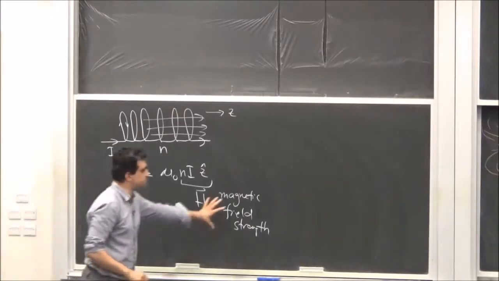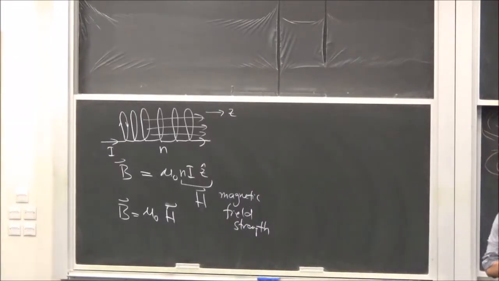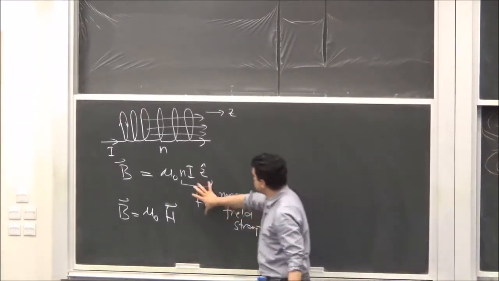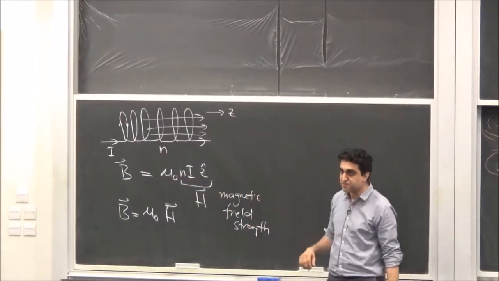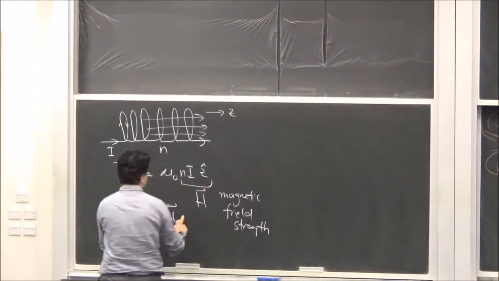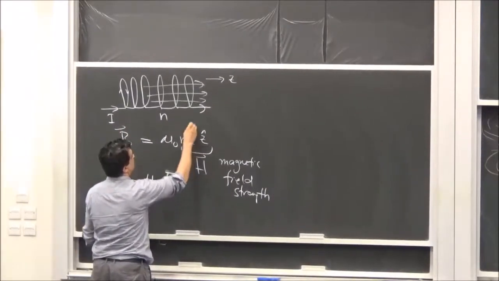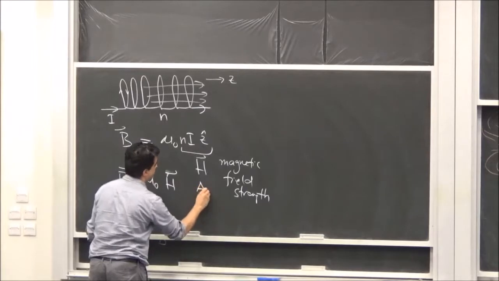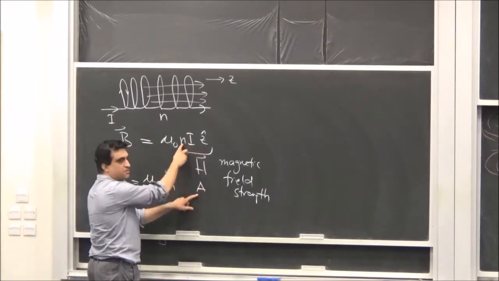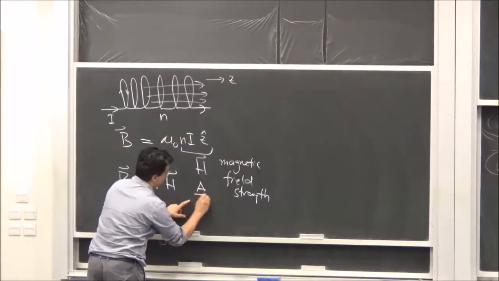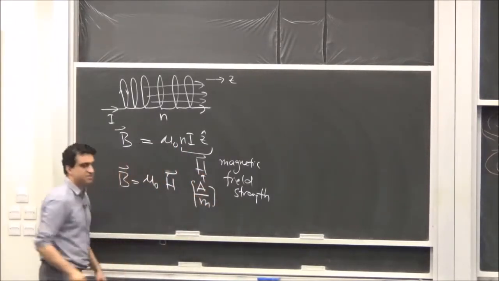This is a name which was given to it historically. It's not a force, it doesn't have a magnitude of force, but this is just a name given to it. So what is the dimension of it? It would be ampere, which is current, into N, the number of turns per unit length, so this would be ampere per meter. That would be the dimension of this quantity H, which we defined over there.